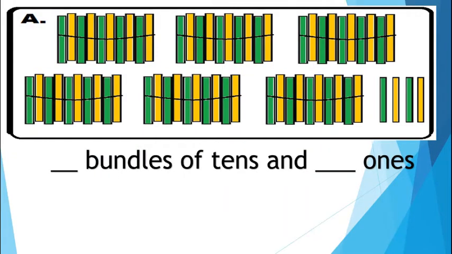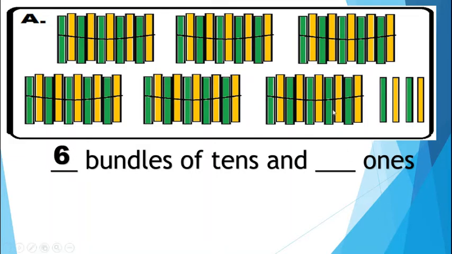So let's have letter A. How many bundles of tens and ones are there? The first thing we need to do is to count our bundles of tens. 1, 2, 3, 4, 5, 6. So how many bundles of tens do we have? Very good. We have 6 bundles of tens.